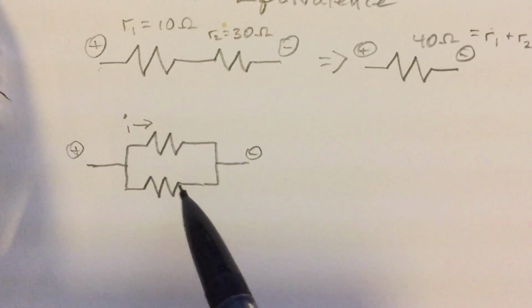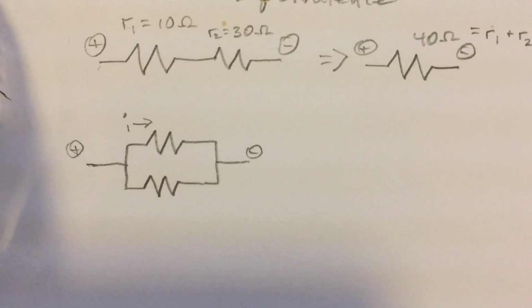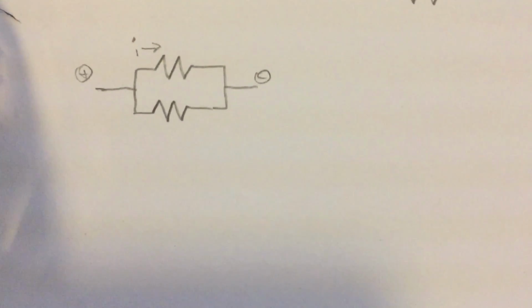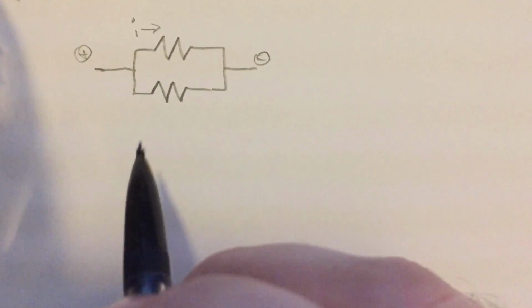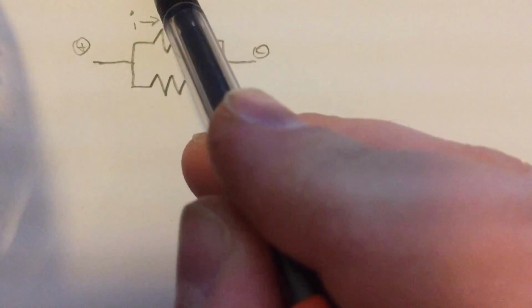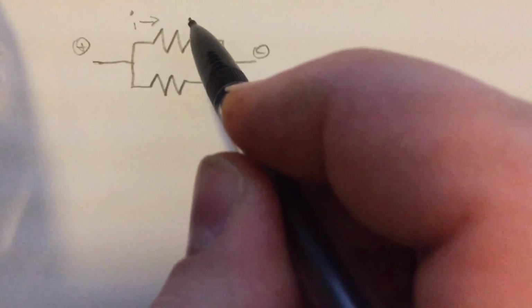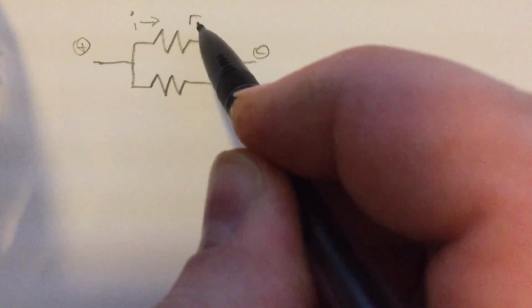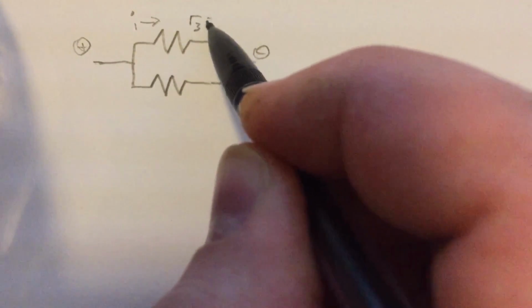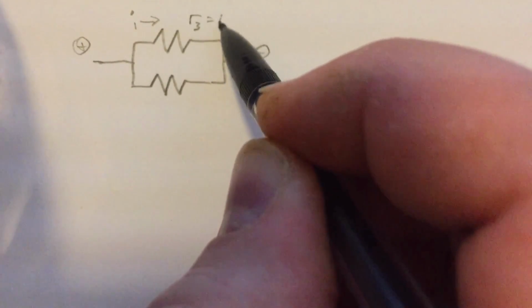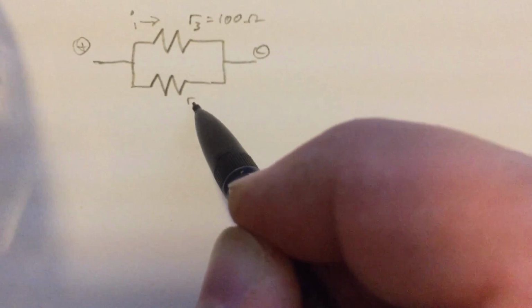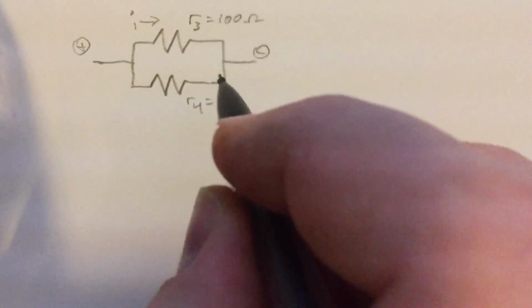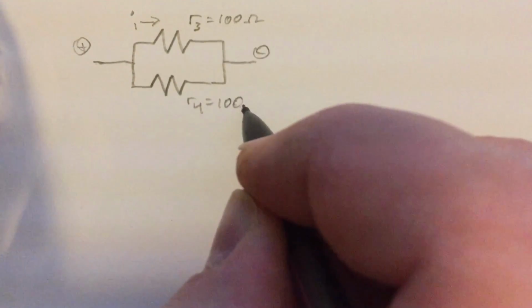Now, this one is a little bit trickier. And I mean that in a good Christian way. So let's suppose we have, let's just make it easy for ourselves. R3 is equal to 100 ohms, and R4 is equal to 100 ohms.